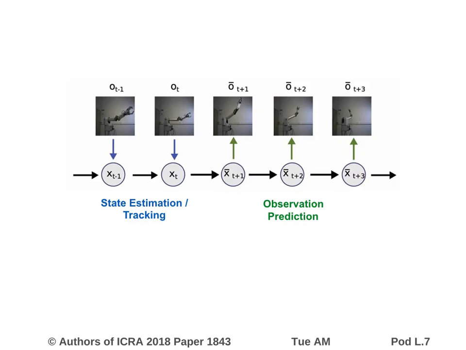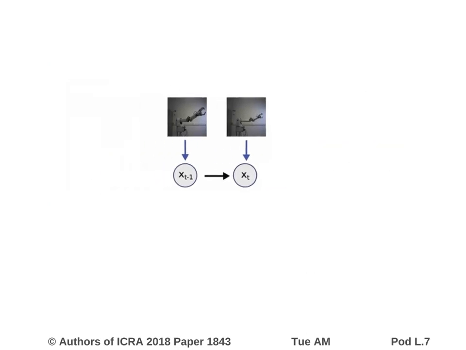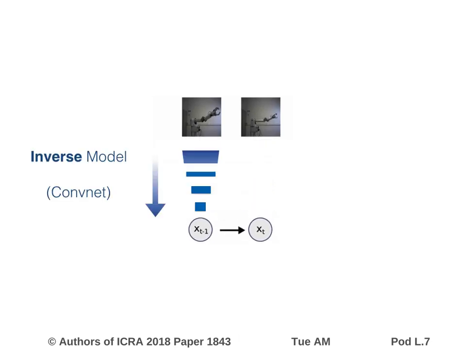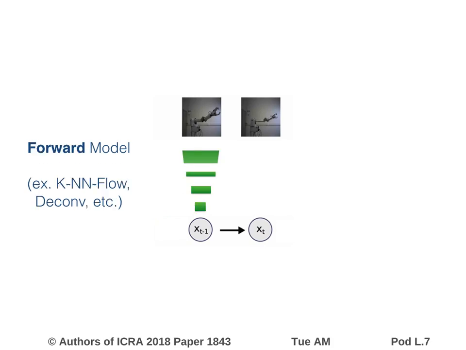Next, we address our second problem, tracking the state of the robot directly from images. Given a sequence of captured images, we can track the state by directly mapping from observations using an inverse sensor model. This can be done simply by training a convolutional network on collected data.